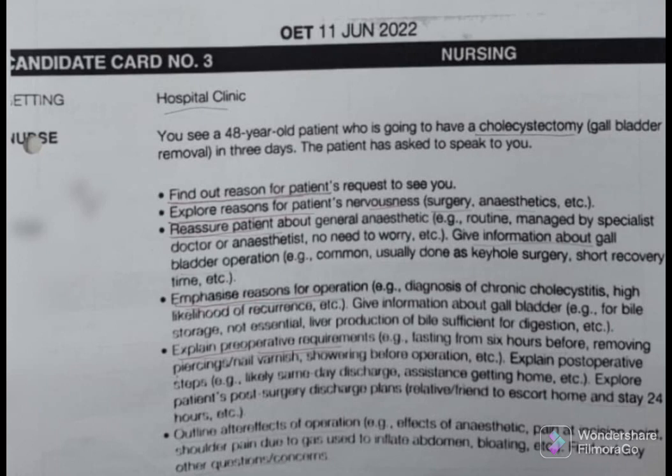Then we can ask, what is your exact concern about your surgery? Could you please explain to me what your exact doubts are? Then the patient is telling that I am so nervous about the surgery and anesthesia, and our task is to reassure the patient about general anesthesia. That means it's a routine procedure managed by a specialist doctor or anesthetist, no need to worry, and give further information about the gallbladder operation. It's common, usually done as keyhole surgery with short recovery, etc. So how can we present?